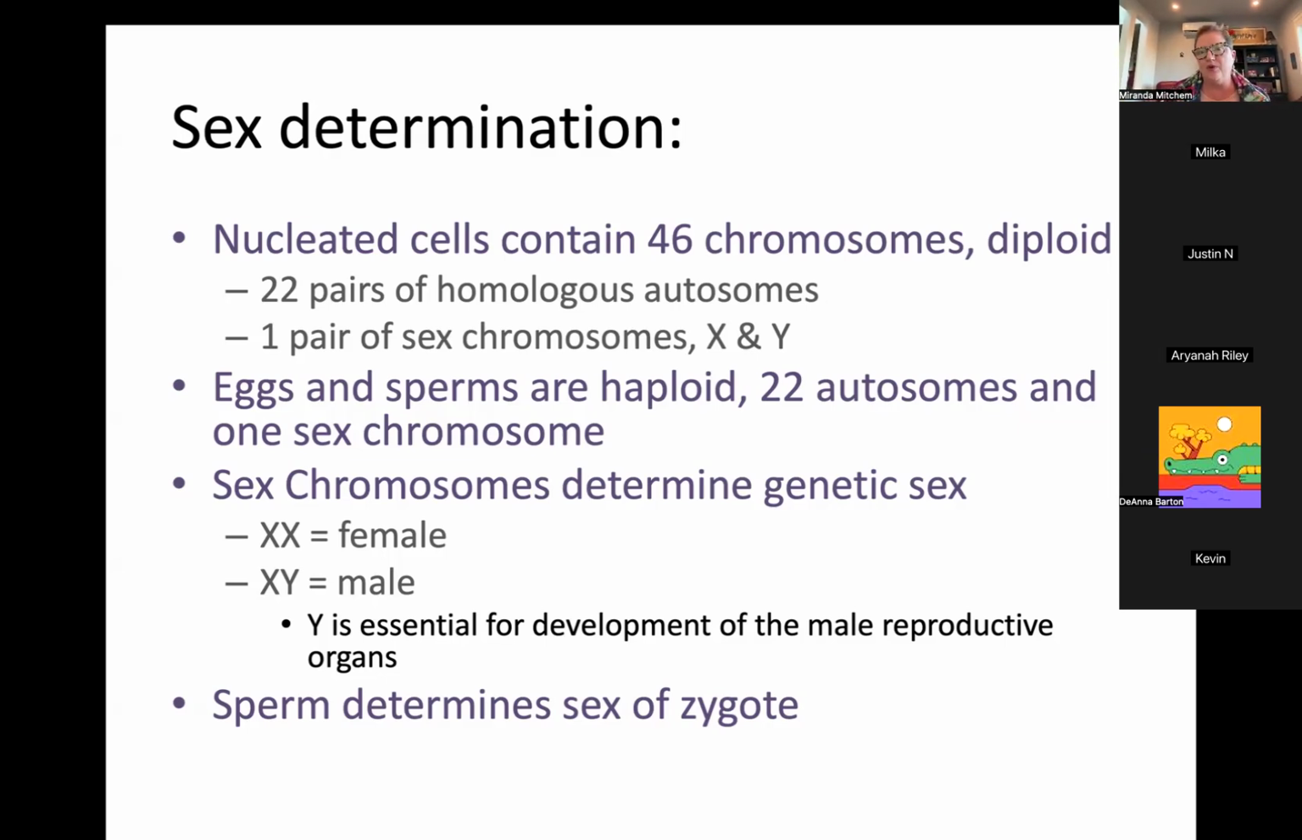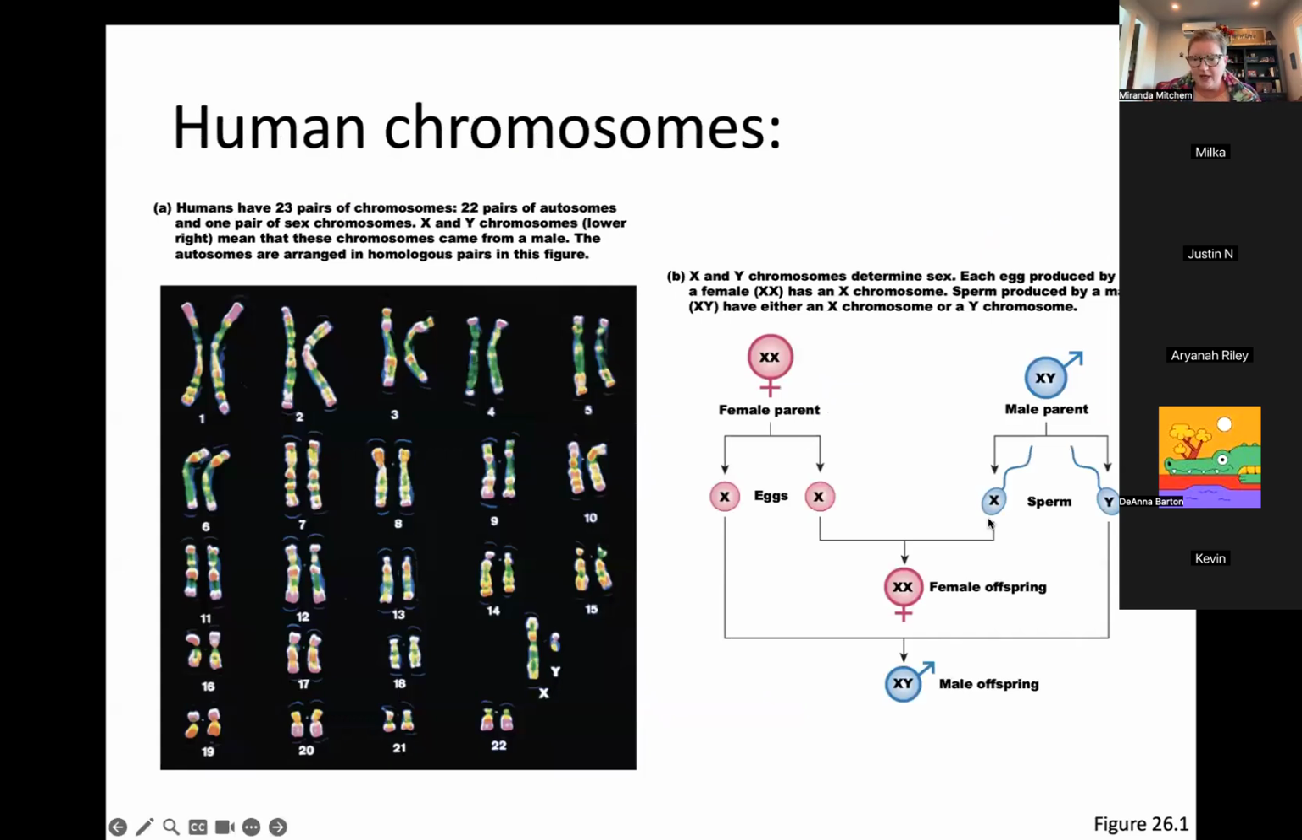So it's the sperm that really is responsible for determining the sex of the zygote, because the male can contribute either an X or a Y. And if the male contributes an X, well, the female only can contribute an X, so we get female offspring. But if the male contributes the Y, it will combine with the female X to give us XY, which is the male offspring.